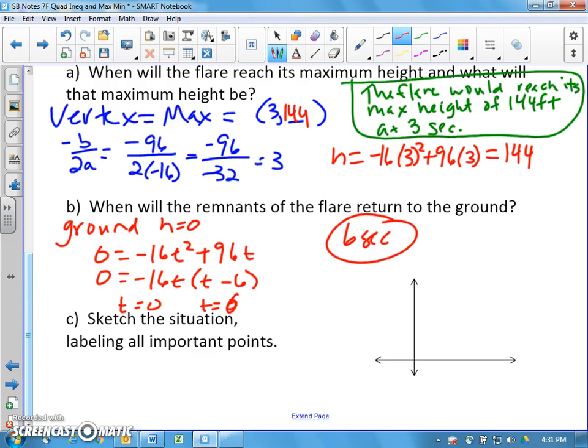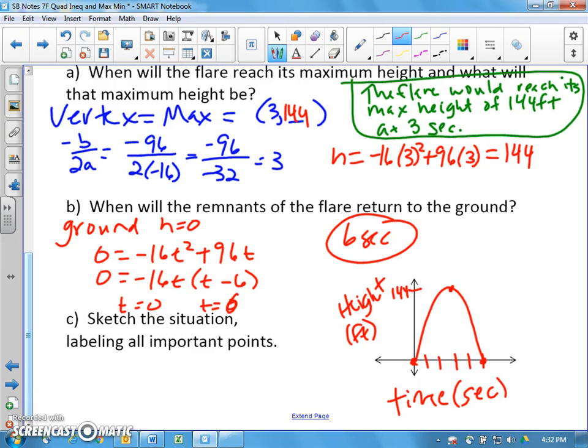Finally, we're asked to sketch the situation labeling our points. Always label your axes. So our x-axis is going to be time, and this is measured in seconds. Our y-axis is height, and this is measured in feet. The points that we have are 0, 0. We have 6, 0. And at 3, it's at its maximum height of 144. So we're just doing a sketch, and all we need to show is when it reaches its maximum, when it lands, and what that maximum is.